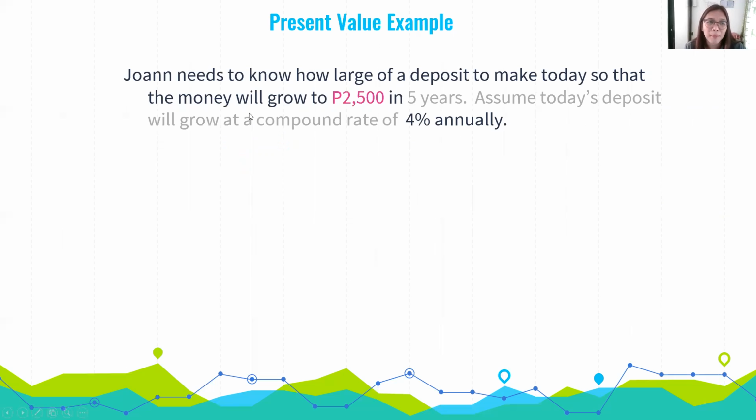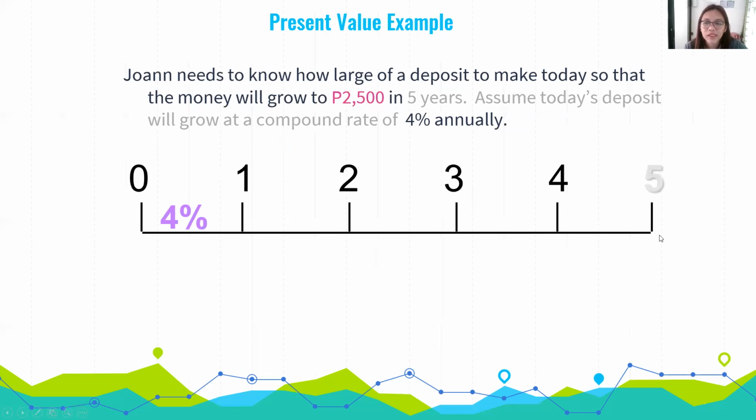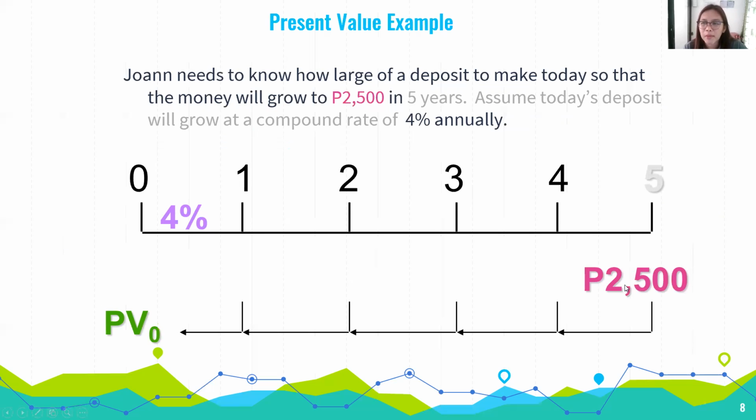Example, same as the previous example. Joanne needs to know how large of a deposit to make today so that the money will grow to 2.5 in 5 years. Assume today's deposit will grow at a compound rate of 4% annually. She says 4%, how will it become 2.5? How much does she need to invest now?